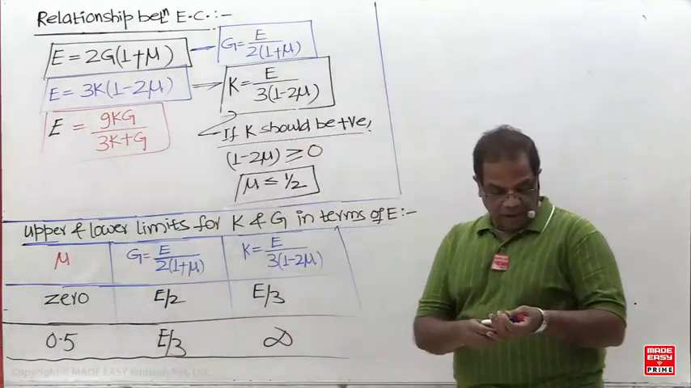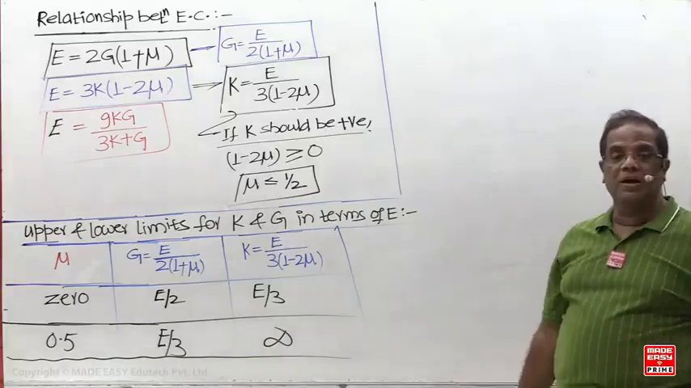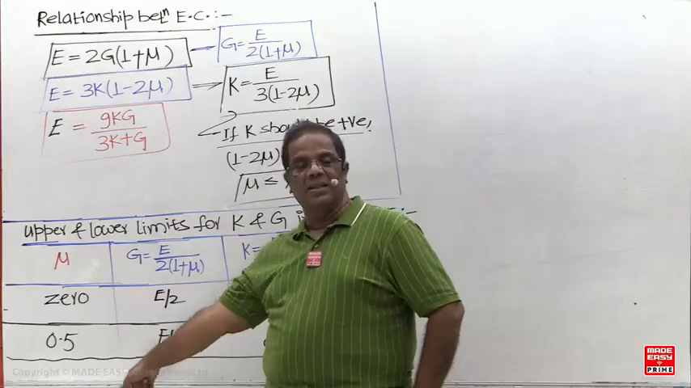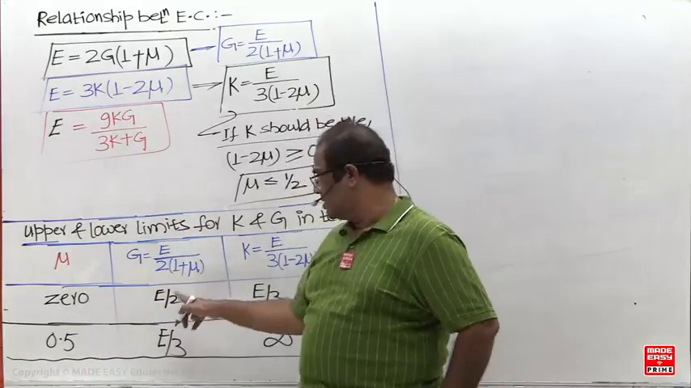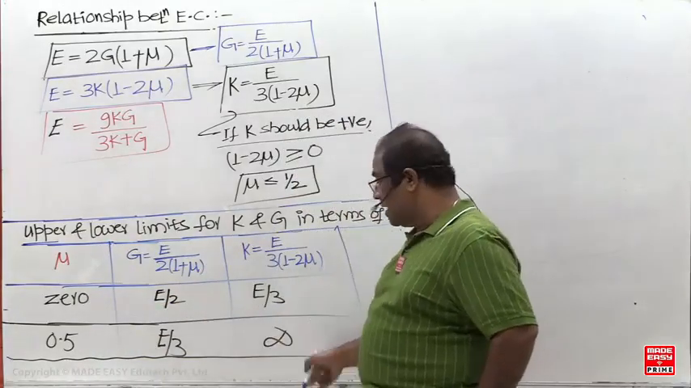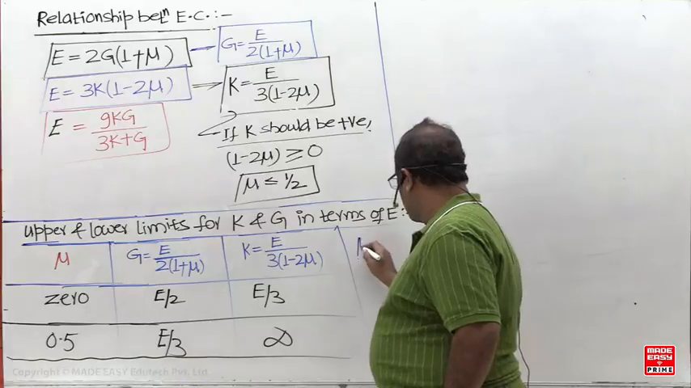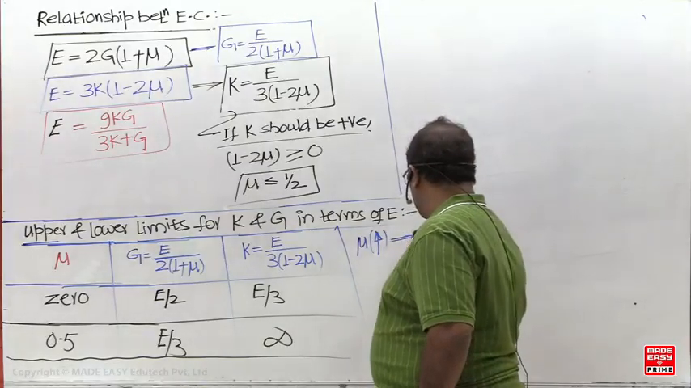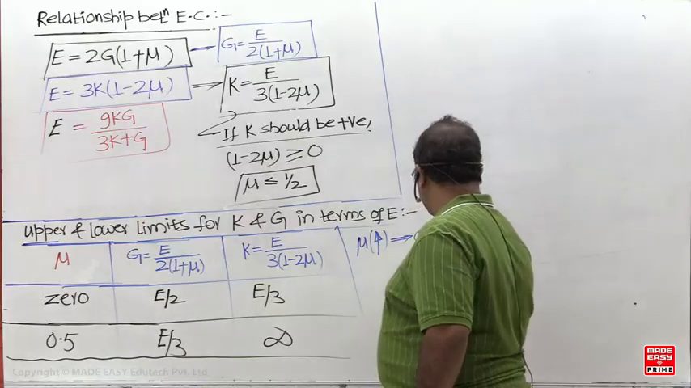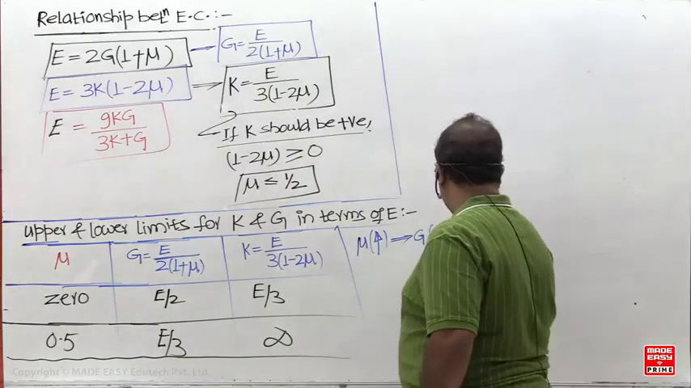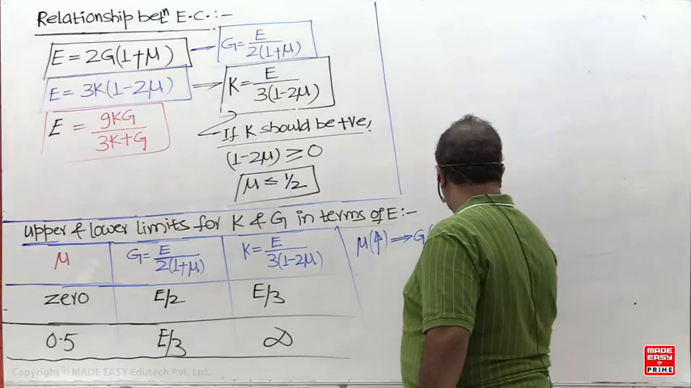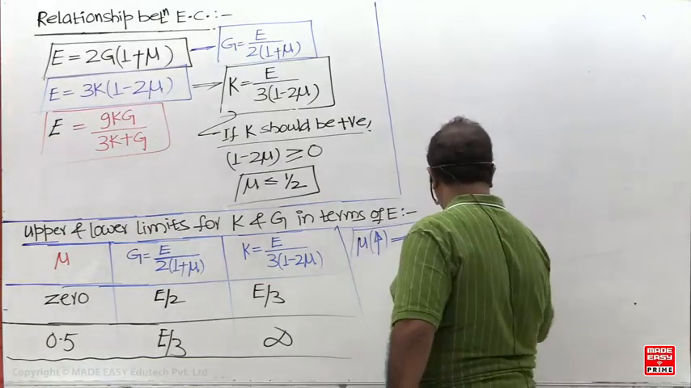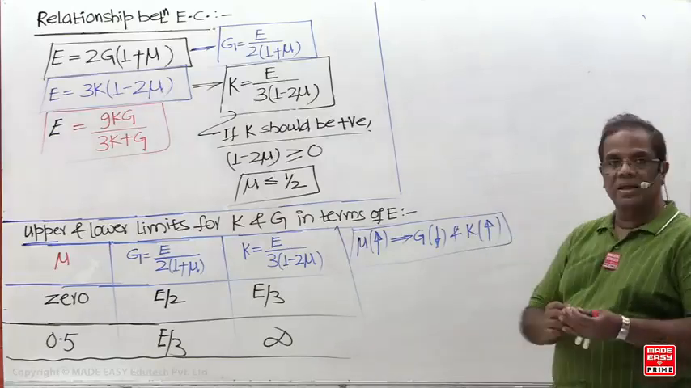From this table, what conclusion can I make? As Poisson's ratio increases, G decreases but K increases. One will decrease, one will increase.